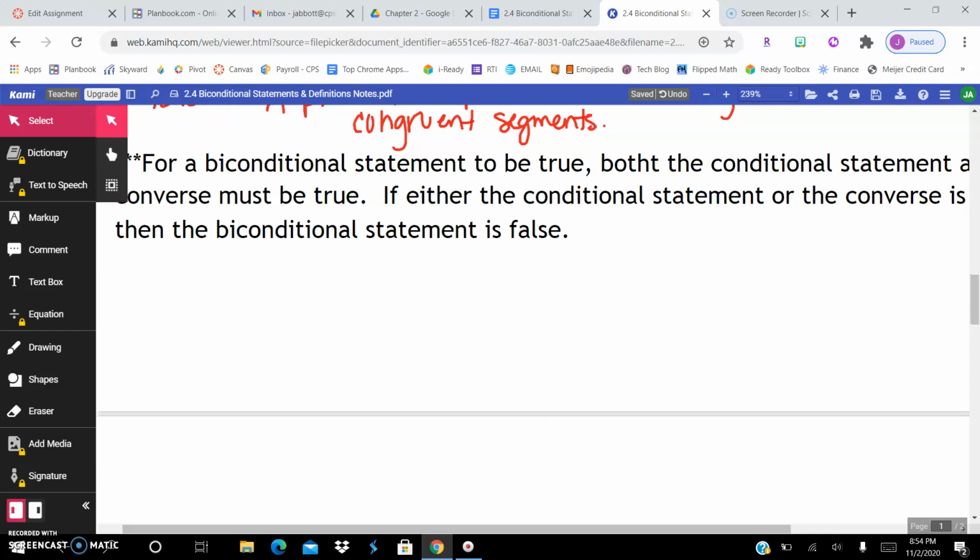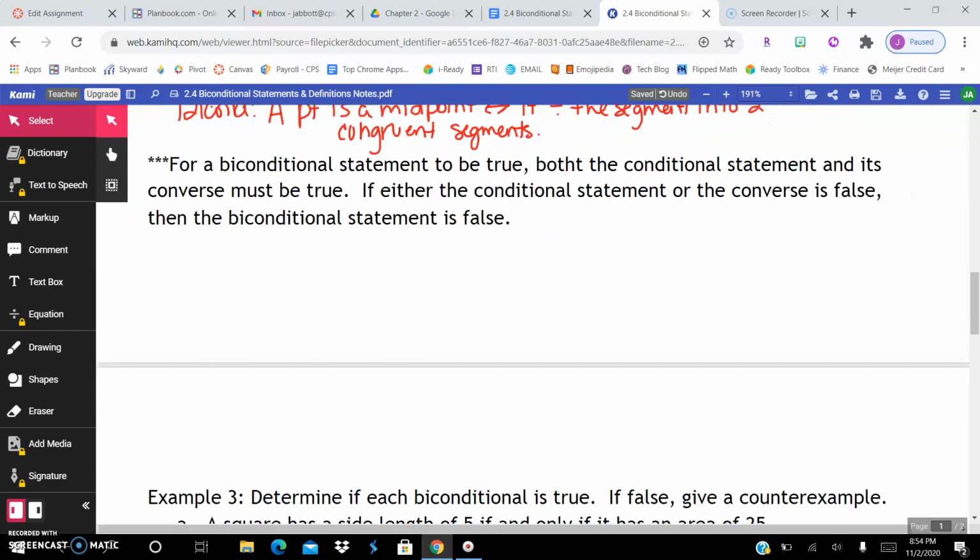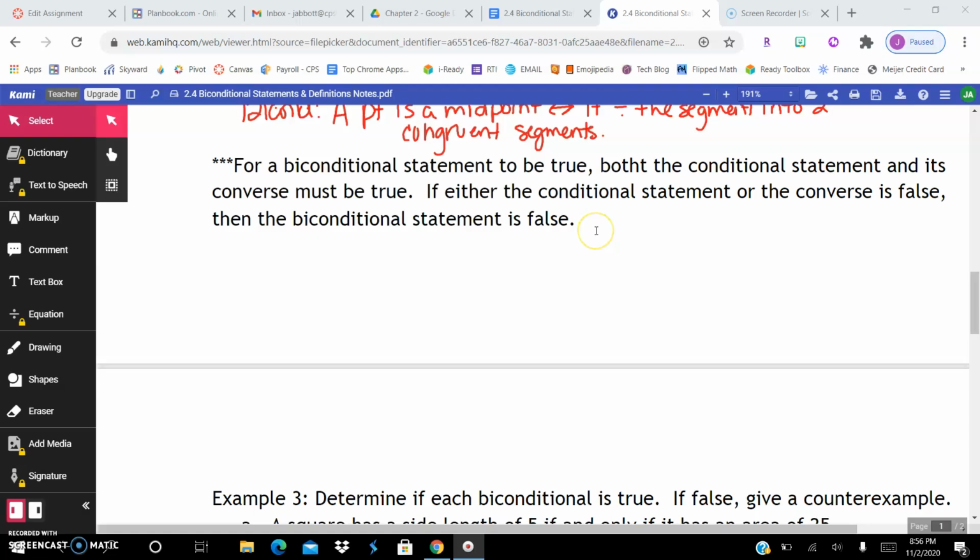For a biconditional statement to be true, both the conditional statement and its converse must be true. If either the conditional statement or the converse is false, then the biconditional statement is false. So both have to be true in order for the biconditional statement to be true. If one is false, then the biconditional is false.